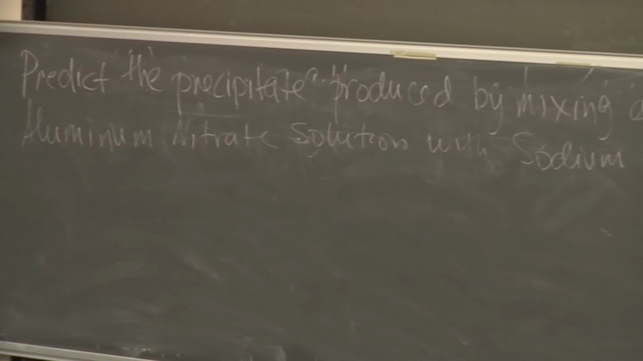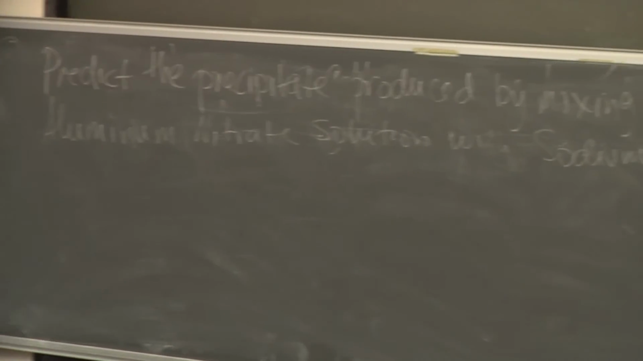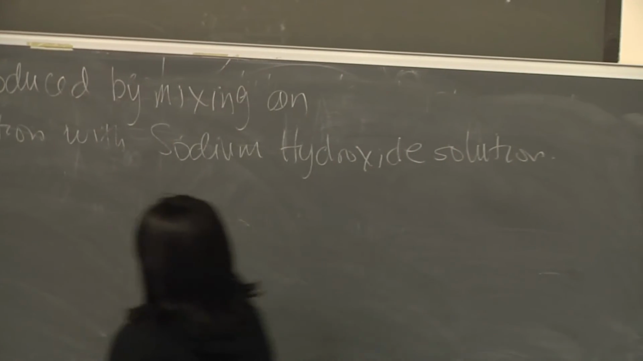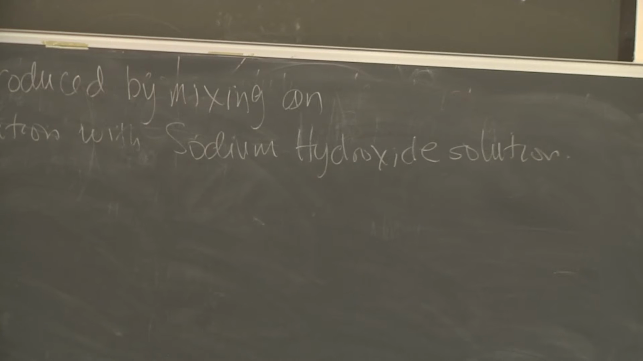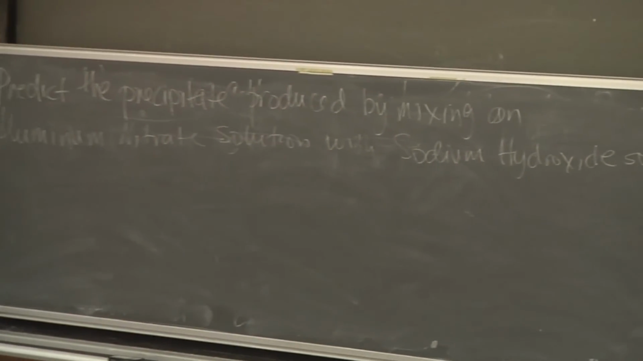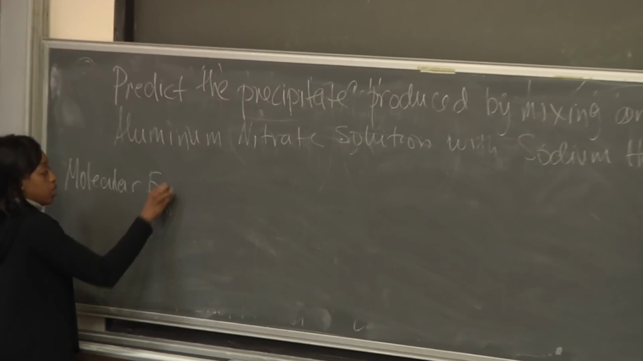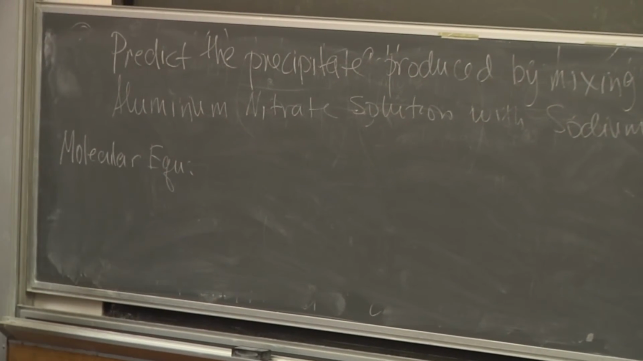Predict the precipitate produced by mixing an aluminum nitrate solution with sodium hydroxide solution. So write basically the molecular equation. What does that look like?